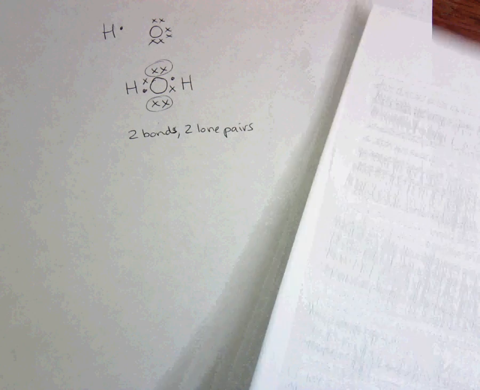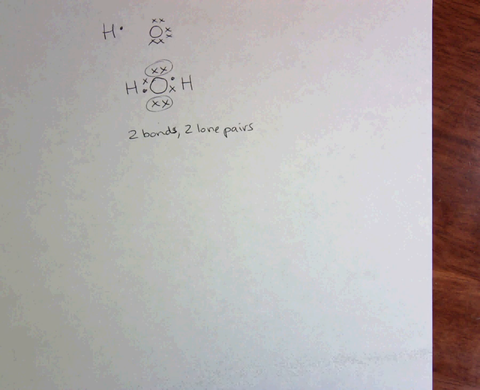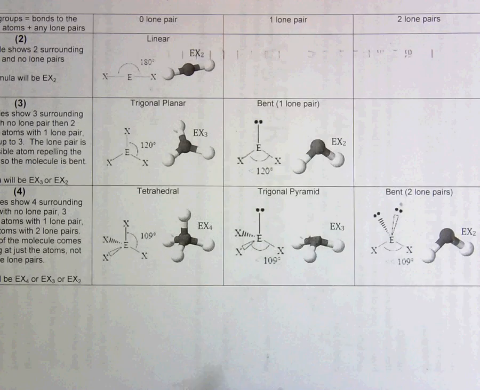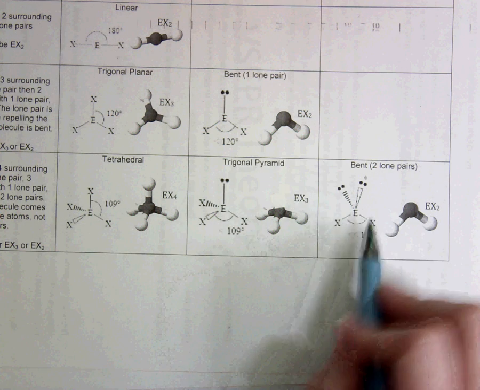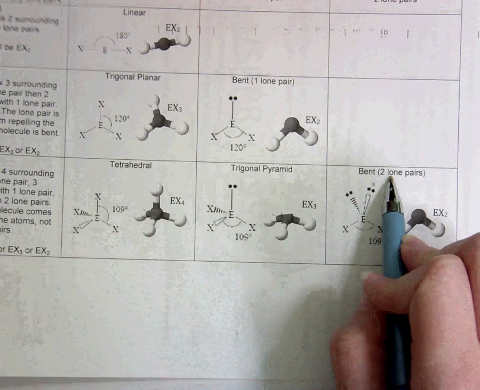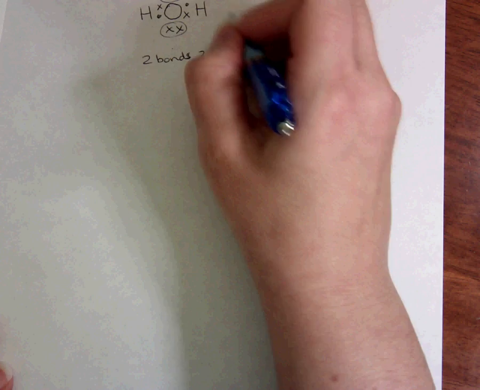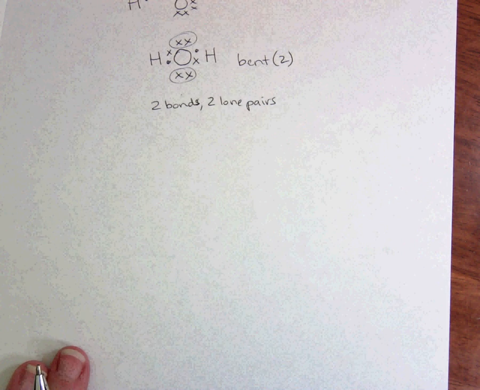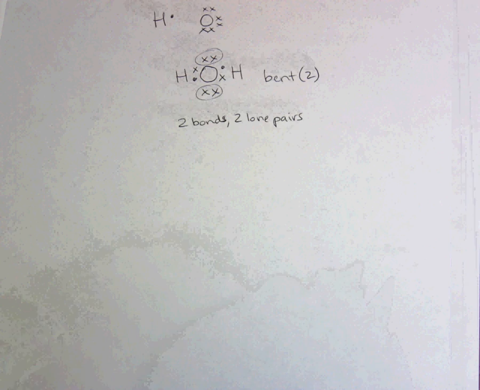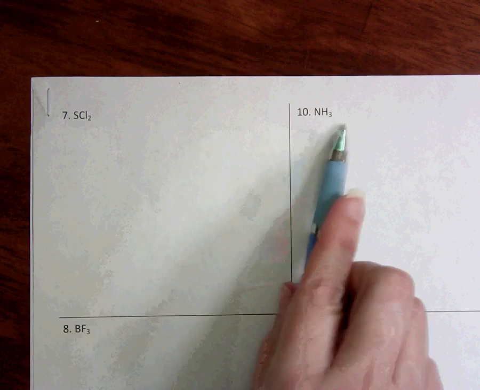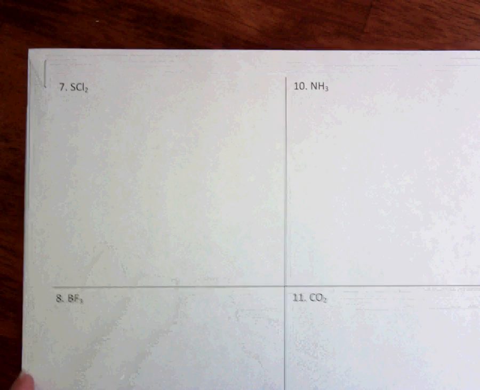So when I go to look at what shape water would have, I want to find 2 bonds and 2 lone pairs. So I go to 2 bonds, 2 X's, 2 lone pairs, 2 sets of dots, and I find that it's bent with 2 lone pairs. So I would label it as bent 2. And you don't have to write out the 2 lone pairs. The 2 is enough to know that it's bent with 2 lone pairs. So as you go through your worksheet, make all of your covalent bonds and then label what shape they will have.